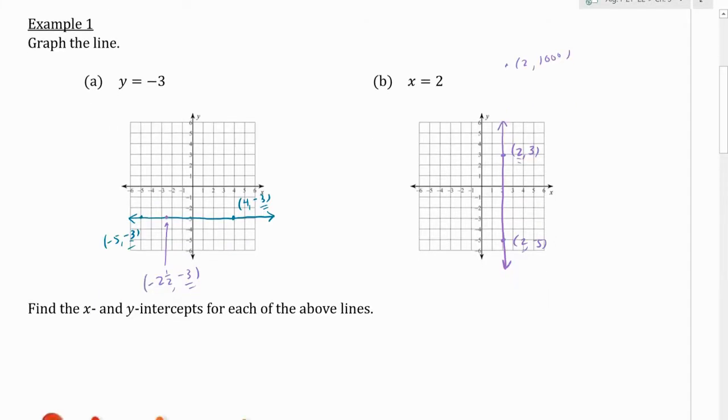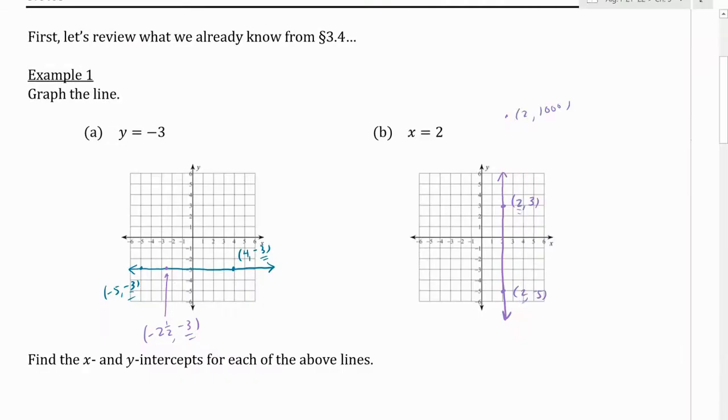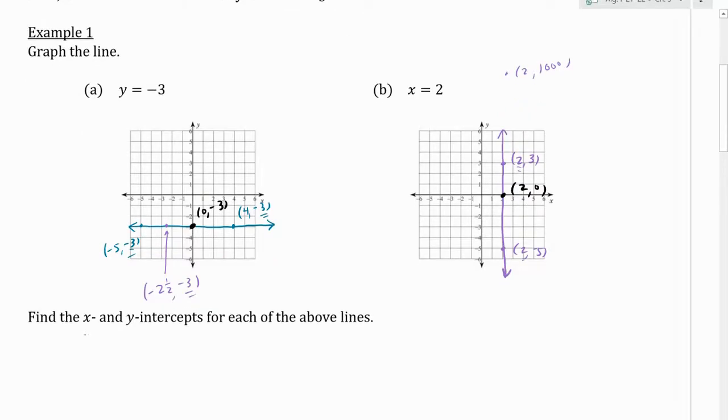Now, what if we look for our x and y intercepts on here? The y-intercept just means the point where you cross the y-axis. Well, that point right there is at (0, -3). And the x-intercept on this one is at (2, 0). So for our first two examples, an x-intercept was here and a y-intercept was here.